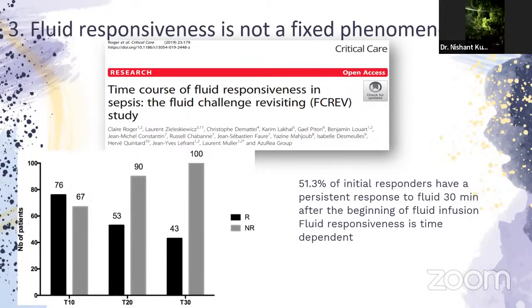Fluid responsiveness is not a fixed phenomenon. If you see, at T0, 76% were responsive, but at 30 minutes, out of the total of 143 patients, only 43 remained responsive. So the responsiveness also changes. Within the first 30 minutes, the fluid responders, I mean the patients who were improving with fluid therapy, did not respond to the fluid therapy at the end of 30 minutes. So that is the problem. That is why dynamic and continuous monitoring is required rather than singular and static measurement.